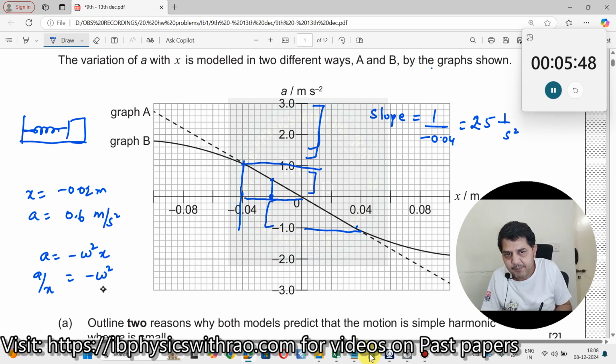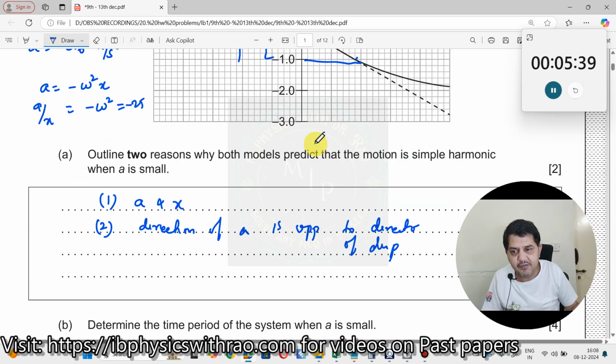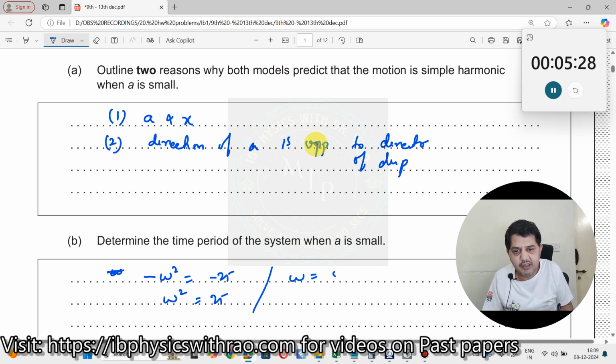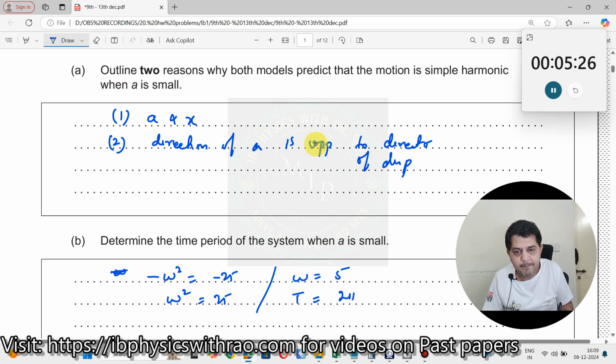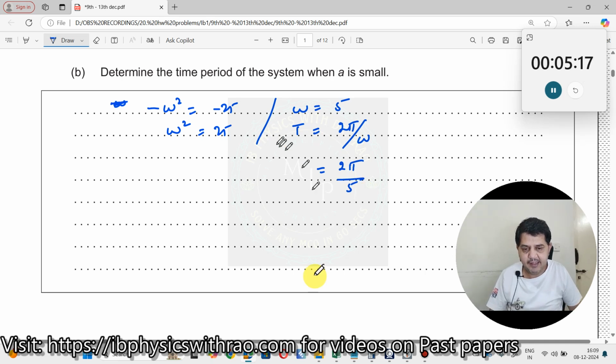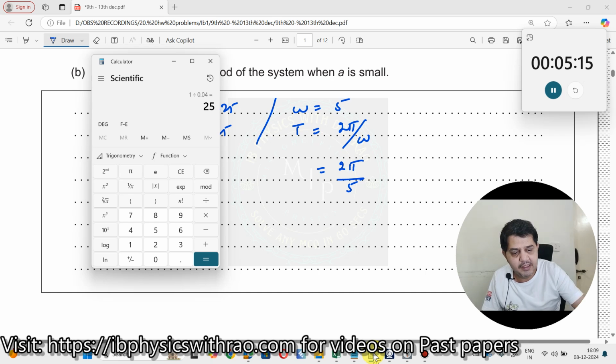Minus omega square. So minus omega square is what is represented over here, which is equal to minus 25, right? So what I will do is find out the value of omega square from here. Minus omega square equal to minus 25, or omega square is equal to 25, or omega is equal to 5, or T should be equal to 2 pi divided by omega, and I can now substitute this value, 2 pi divided by 5. So let us calculate: 2 into 3.14 divided by 5 will be equal to 1.256.